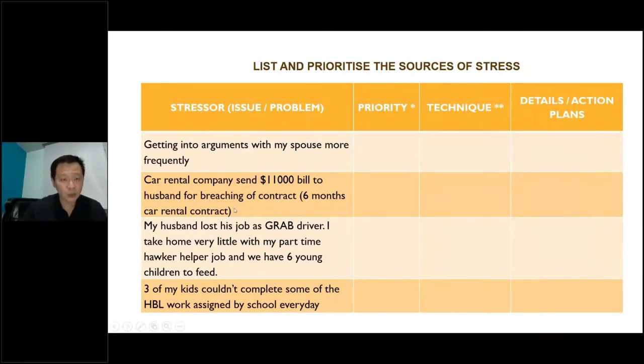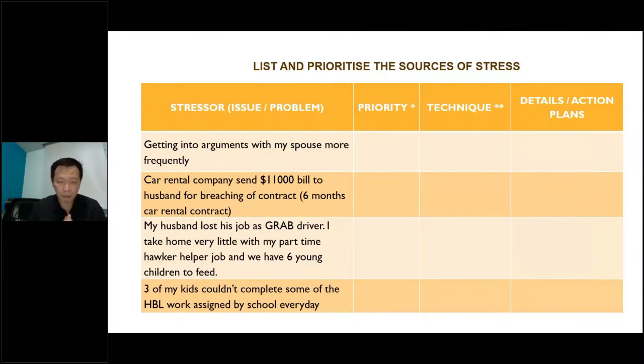The first one is getting into arguments with my spouse more frequently. Number two, the car rental company sends a $11,000 bill to my husband for breaching of contract, because apparently the husband signed for 6 months, and then when he returned early, now the company is asking them to pay 11,000. That is crazy.